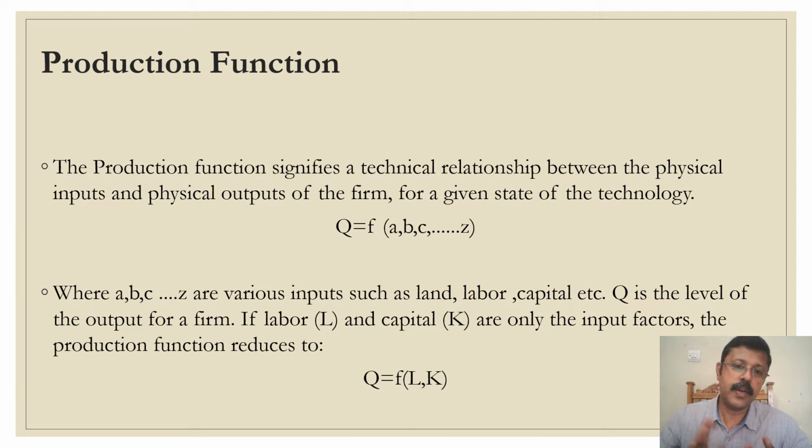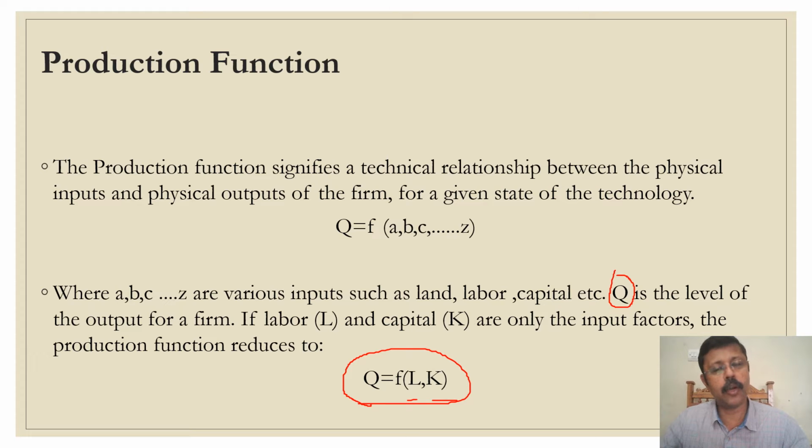Production function, in short, is a function of various aspects. For example, it is a function of A, B, C, which are different inputs such as land, labor, capital, etc. Output we represent by the symbol Q. There are also other symbols which you have studied. L is for labor, K is for capital. So you need to remember these three symbols. Q is always for quantity or output, L is for labor, and K is for capital.